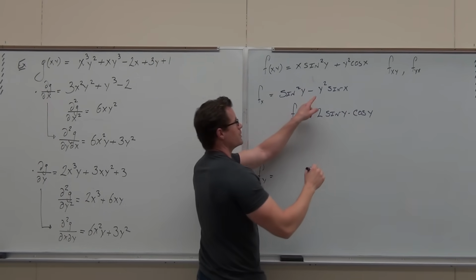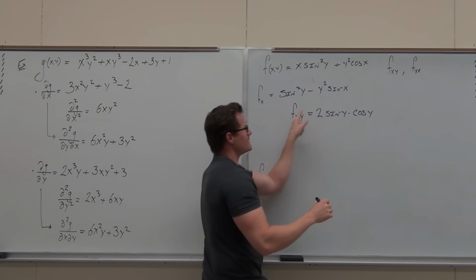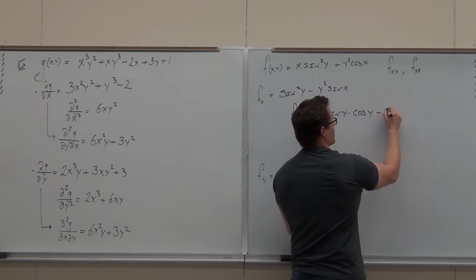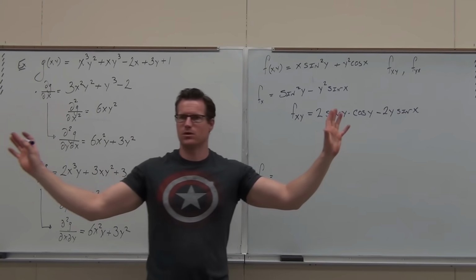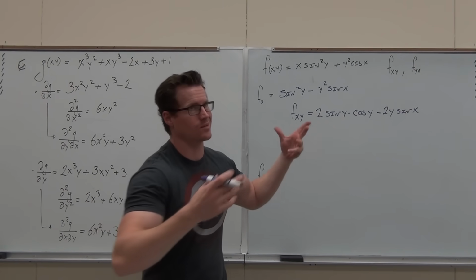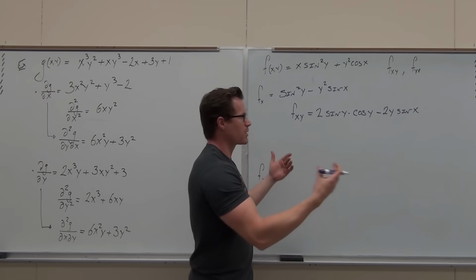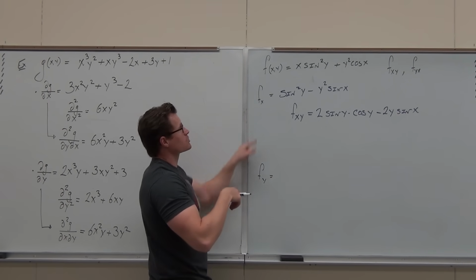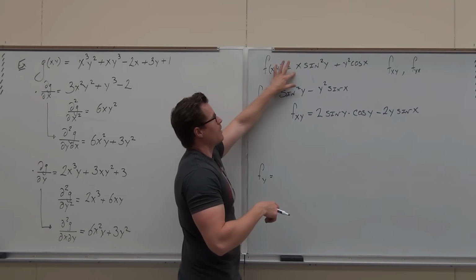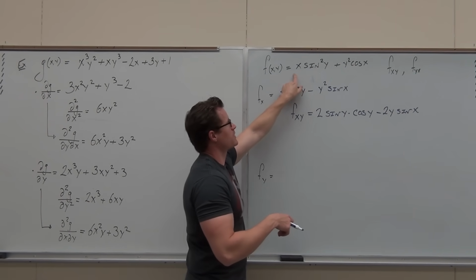Now, the independent variable was x, now it's y. So we get minus 2y sine x. That's it. No chain rule. Well, technically it is, but no relevant chain rule, no product rule. Done. Next up, start over. Now let's take this derivative with respect to y.